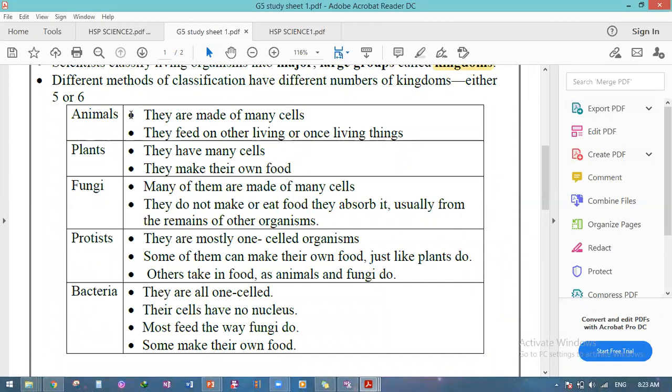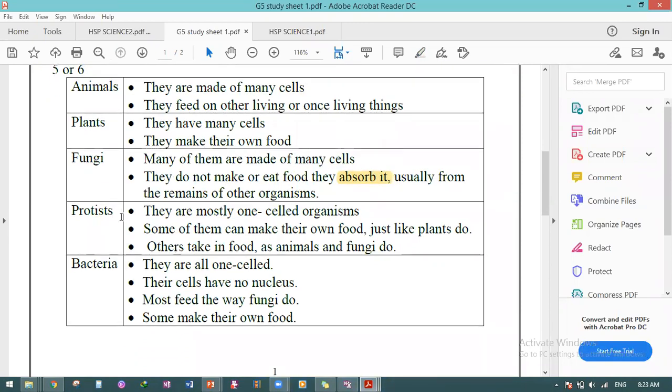Of course, animals are multicellular. They are made up of many cells, millions and millions of cells actually. They feed on other living things or things that were once alive. Plants, all of them, are also made of many cells, and they make their own food. The fungi is made up of many cells, right? And they do not make their own food. They have to absorb it from the remains of dead living things or living organisms, like plants and animals.